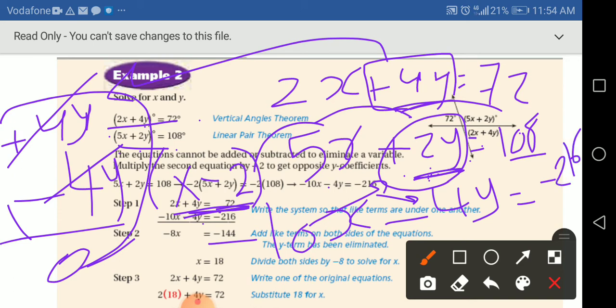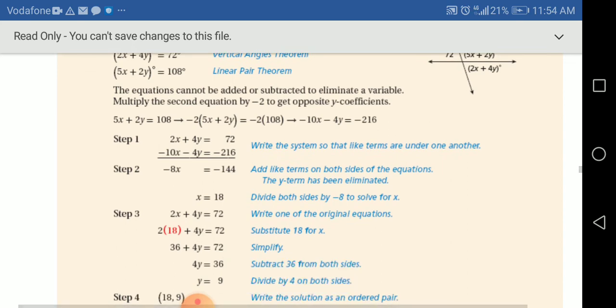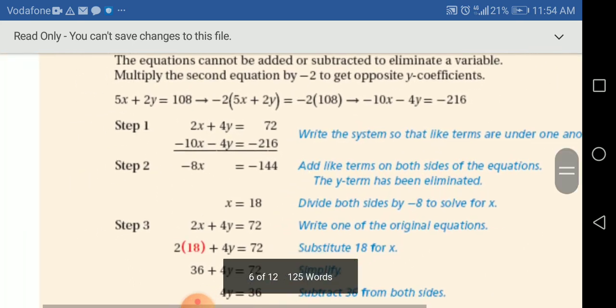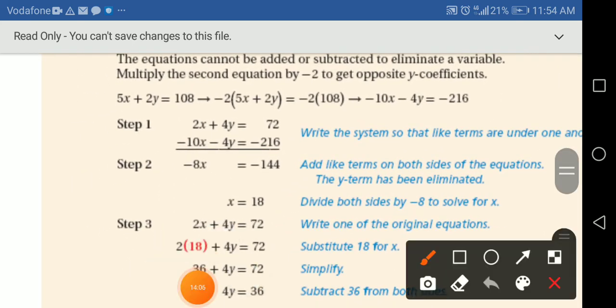Okay, and then I want to solve for this. Let's see together. Here I have positive 2x, negative 10x gives me negative 8x. And I have positive 4y with negative 4y. That's what I want to do to eliminate or cancel the y. Then 72 minus 216 gives me negative 144.